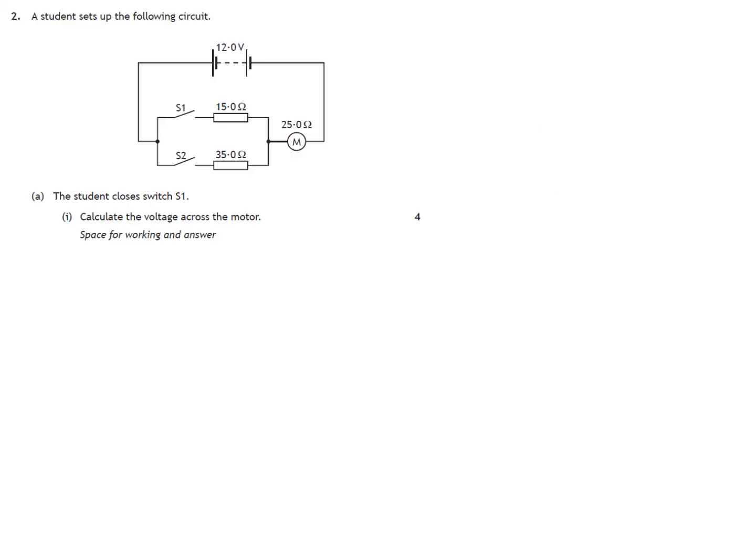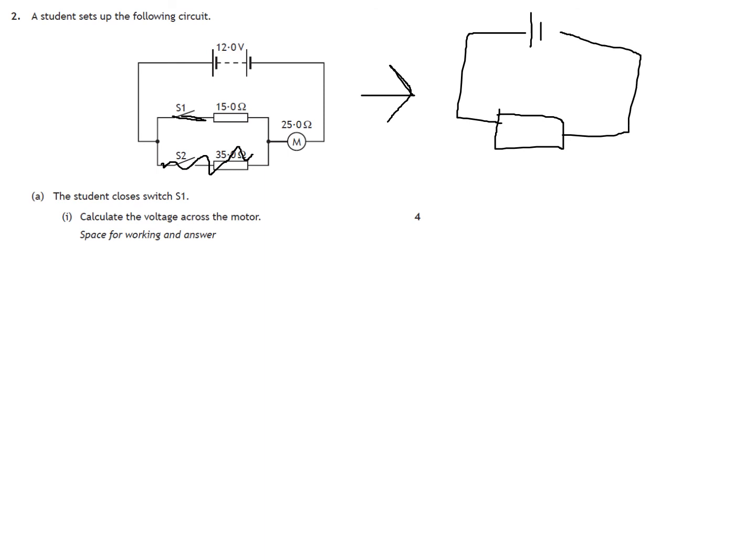Okay, so talking about exam questions, here's one here. It says a student sets up the following circuits. The student closes switch S1, calculate the voltage across the motor. So if switch S1 is closed, let's add that in. We know that this is open, so we can ignore this, because if it's open, there's no current flowing. So this is actually a series circuit. So remember, we want to put it into the simplest form, the simplest circuit, but because it's a series circuit, we know straight away we can jump to this one here.